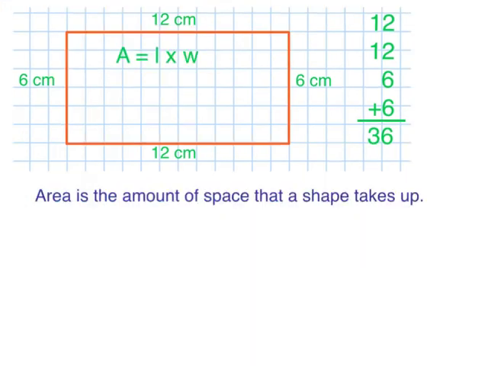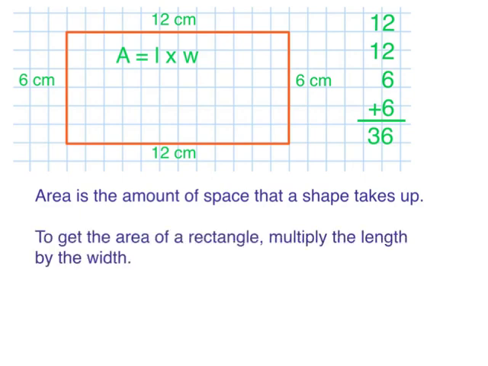In addition to the perimeter, we can also measure the area of a rectangle. And the area is the amount of space that the shape takes up. So to get the area of a rectangle, we simply multiply the length by the width. In other words, A equals L times W. That is our formula to calculate the area.